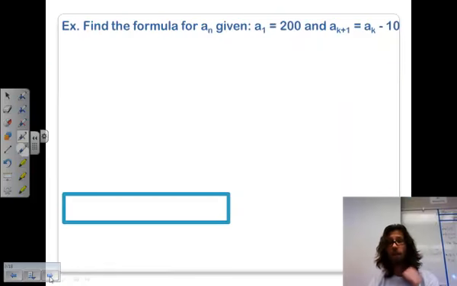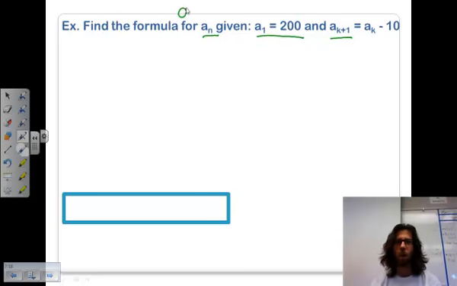Now, the last piece here, at this point, if you don't want to go over this part, that's perfectly fine. I did want to put this in here just so that you had it if you needed it. But here they say to find the formula for A sub n, given that A sub 1 is equal to 200, and that A of k plus 1 is equal to A of k minus 10. Now, once again, all we're really looking for is D, and we need A sub 0. And again, we use D to find A sub 0.